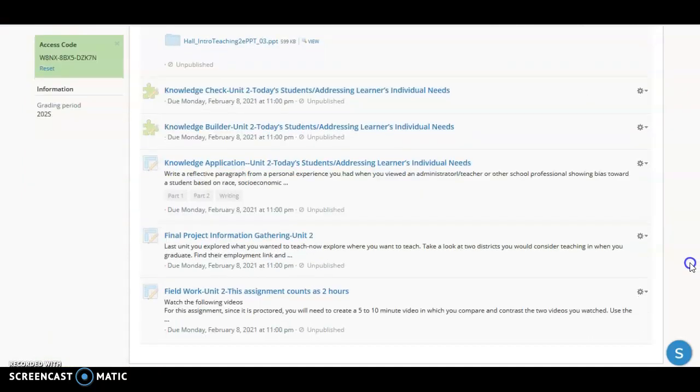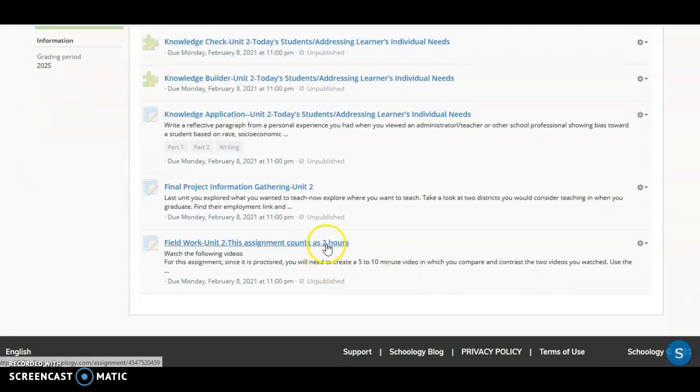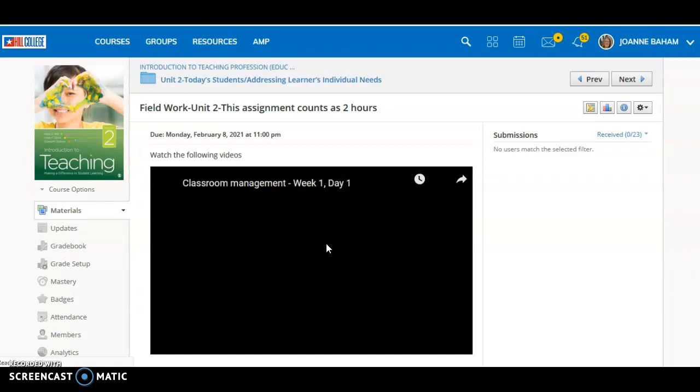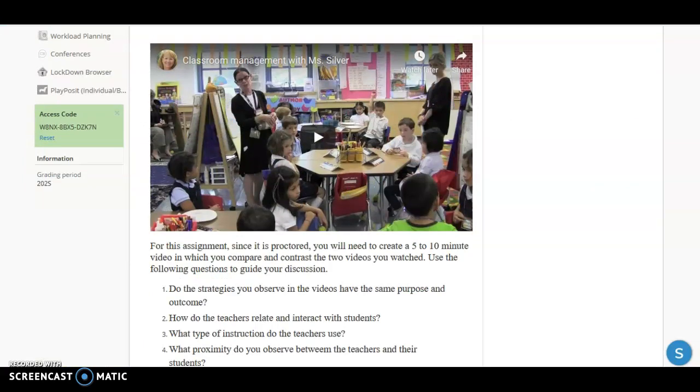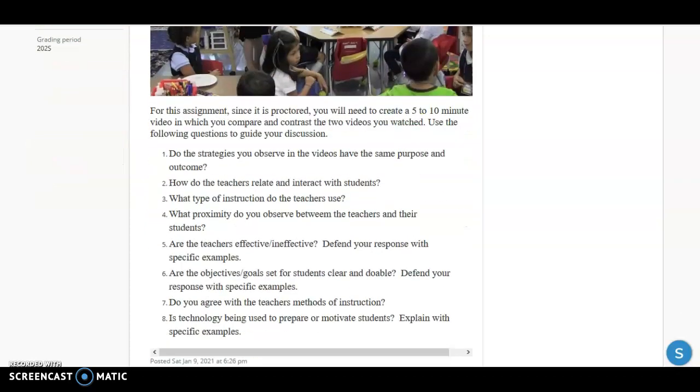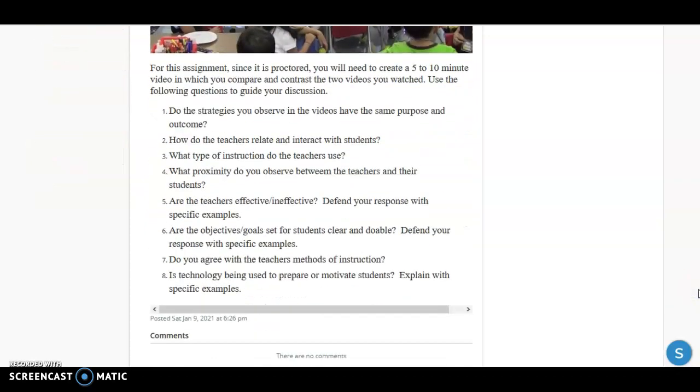The final area is your field work. For this assignment, you are going to watch these two videos, both on classroom management at very different age groups, okay? Then you are going to compare and contrast. This is higher level thinking. Compare and contrast. How are they similar? Because yes, they are similar in how they are run. And how are they different? Yes, they are very different in ways that they do things. So I want you to discuss similarities and differences, answering those 8 questions below.